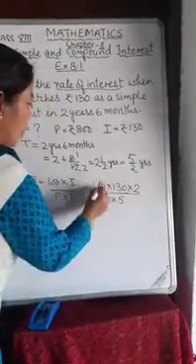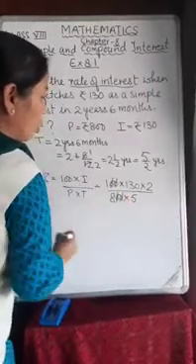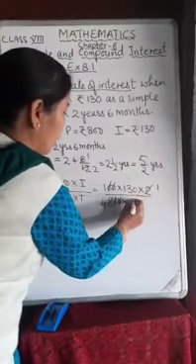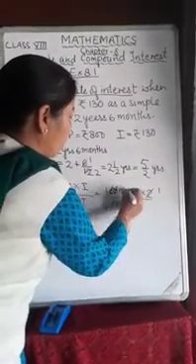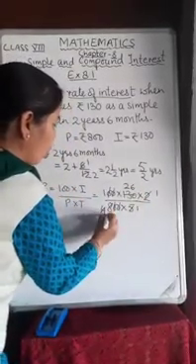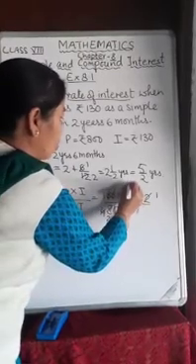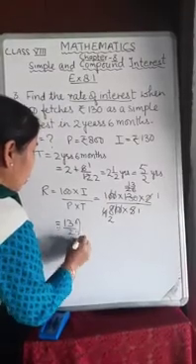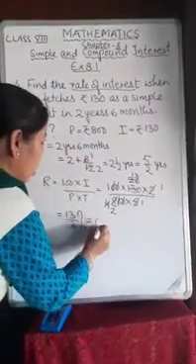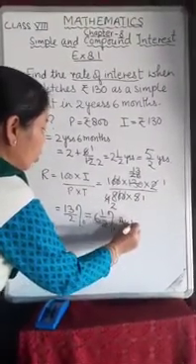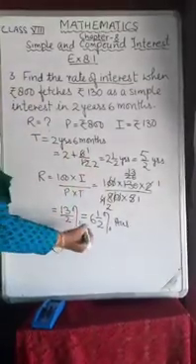Now see, we can cancel these 2 0s by these 2 0s, and 2 1s are 2, 2 4s are 8. 130 is divisible by 5, so 5 1s are 5, 5 2s are 10, 5 6s are 30, 26, and 4 can be cancelled by 2, so 2 2s are 4, 2 1s are 2, 2 3s are 6. So 13 upon 2%, which can be written in the mixed form like 6 whole number 1 upon 2%. This is the answer of this question. Rate is equal to 6.5%.